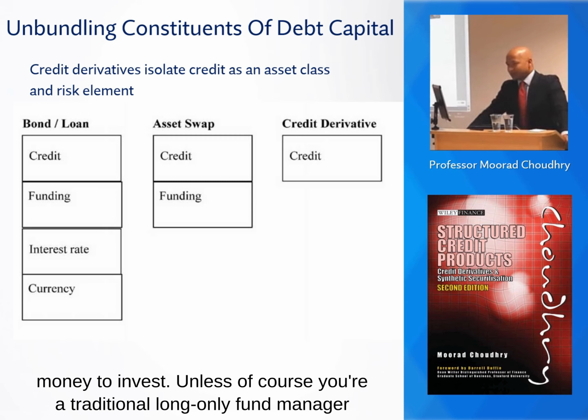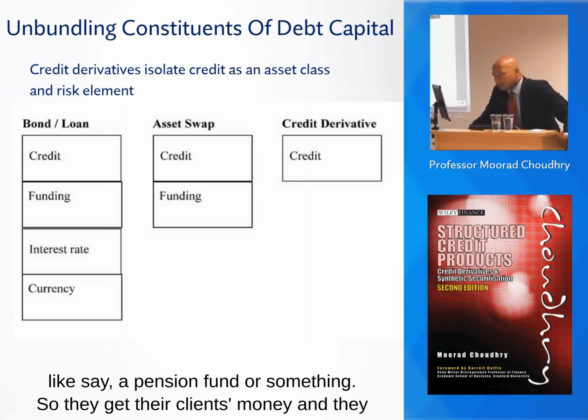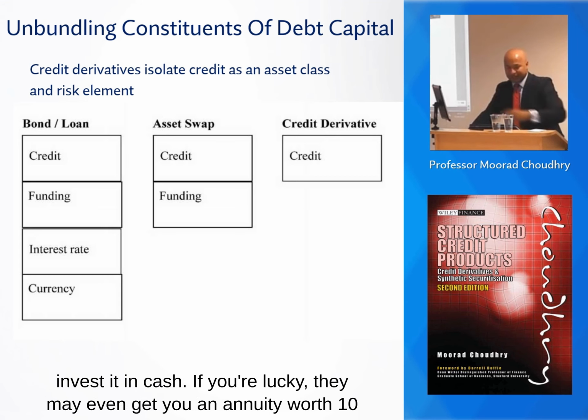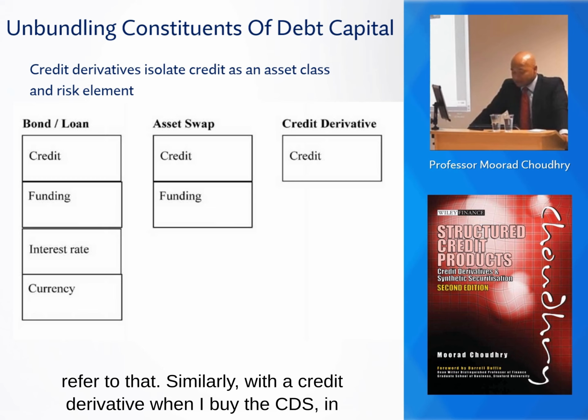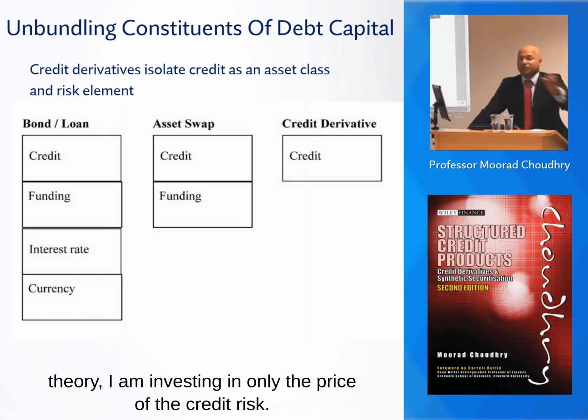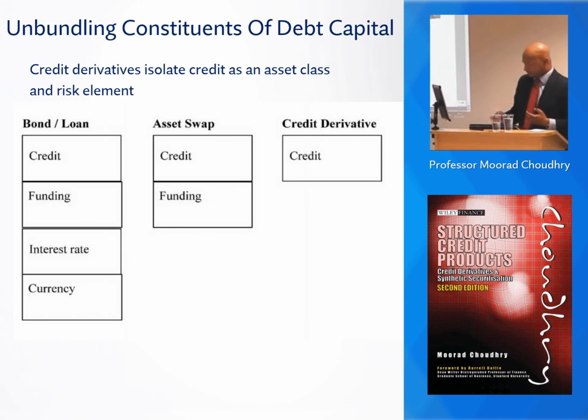traditional long-only fund manager, like, say, a pension fund or something. So they get their clients' money and they invest it in cash. If you're lucky, they may even get you an annuity worth £10 a month when you retire. But it's from the investor point of view that I refer to that. Similarly with a credit derivative, when I buy the CDS, in theory, I am investing in only the price of the credit risk. Okay?